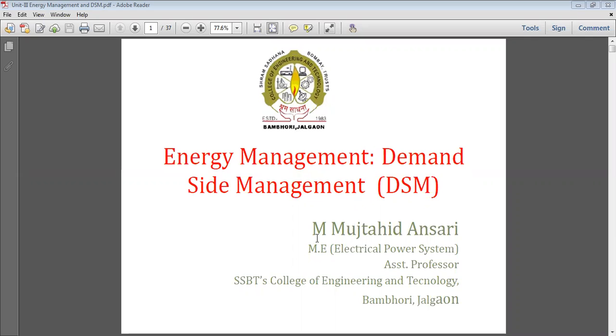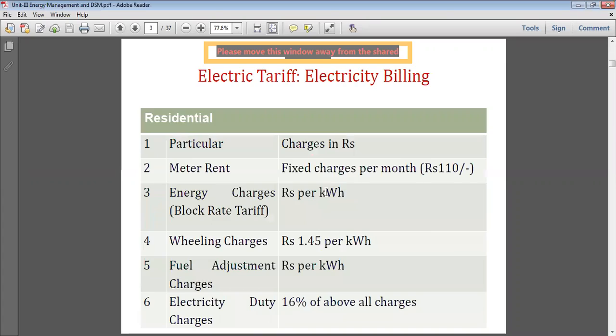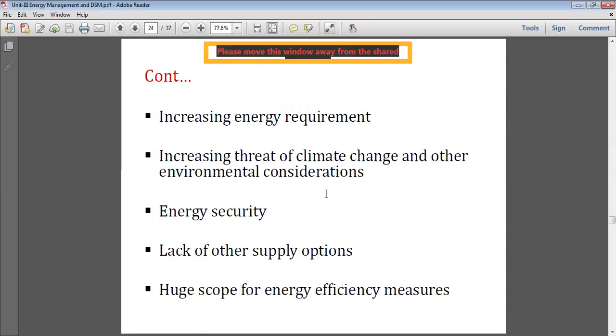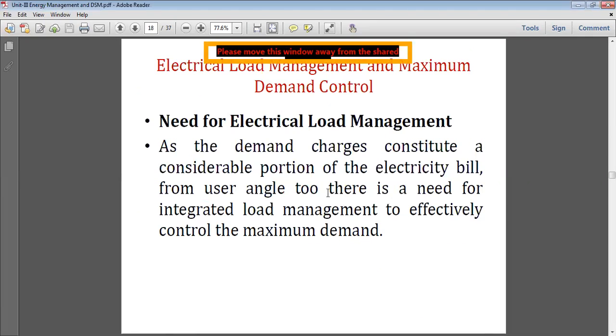So till date we have come to this topic, energy management. We have covered some topics over there. So let us start from the last lecture. Up to this one, what is the need of demand control?